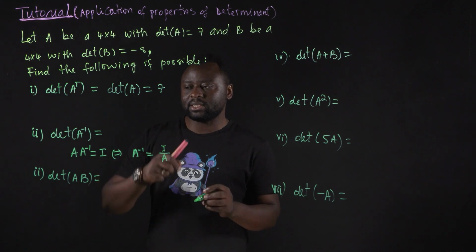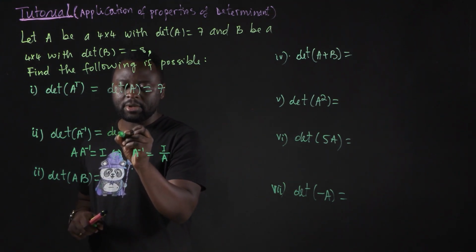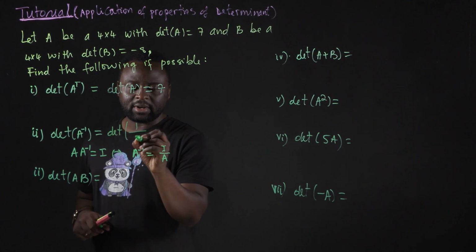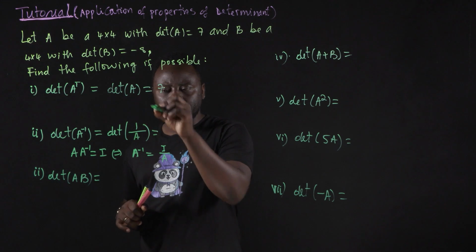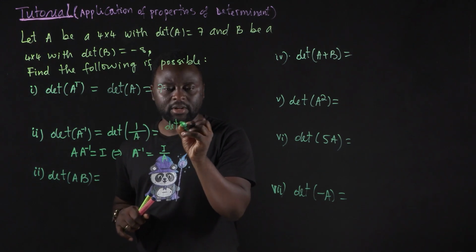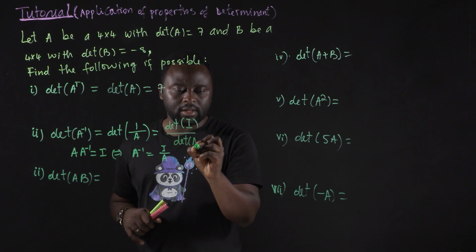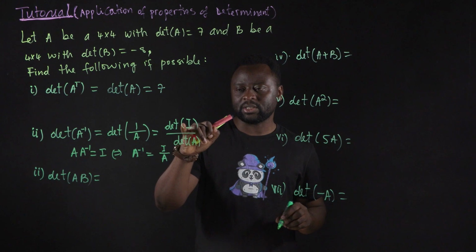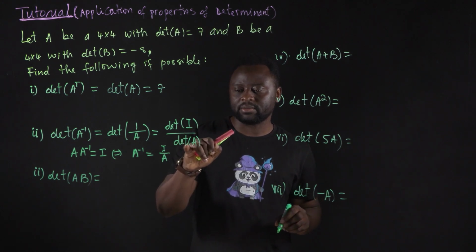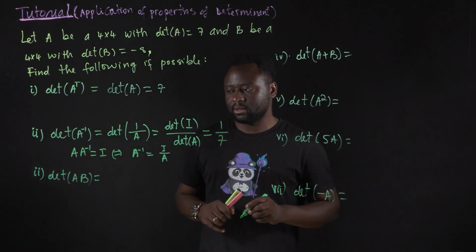So if you apply this, this means that the determinant of A inverse is just the determinant of I divided by the determinant of A. We know the determinant of I, the identity matrix, is 1, and the determinant of A is 7. So this is just 1 divided by 7. All right.